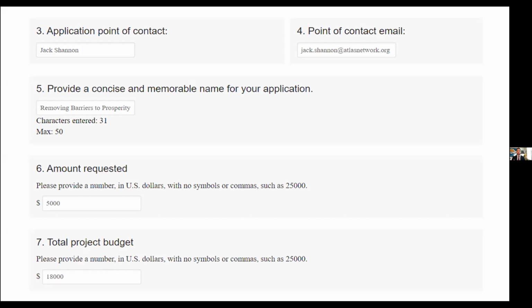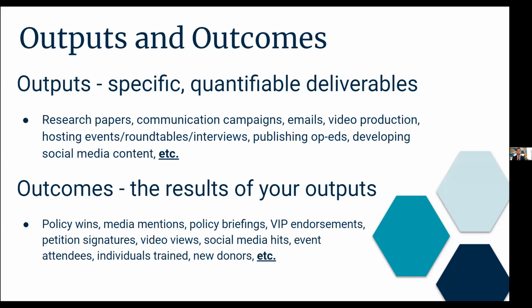So here, my imaginary numbers 5,000 and 18,000 represent a good ratio of the amount that we ask for and the total project budget. So always make sure that the answer to number 7 is larger than the answer to number 6, right? So this should be, again, every expenditure related to this project should be included in the total project budget. Moving on to outputs and outcomes.